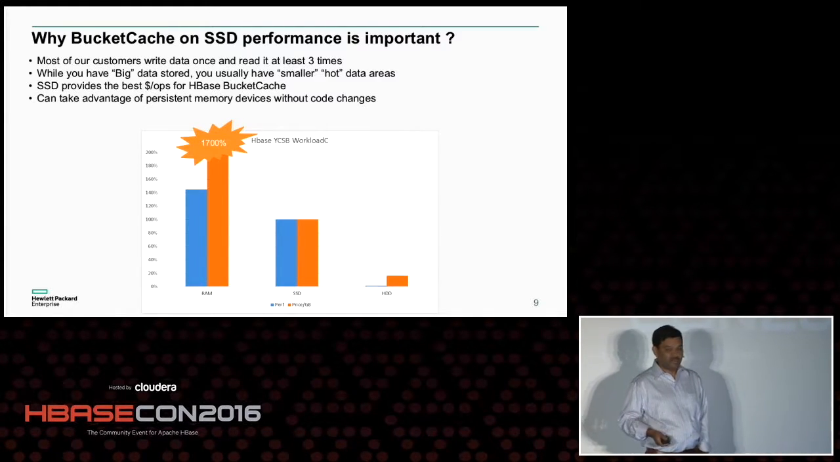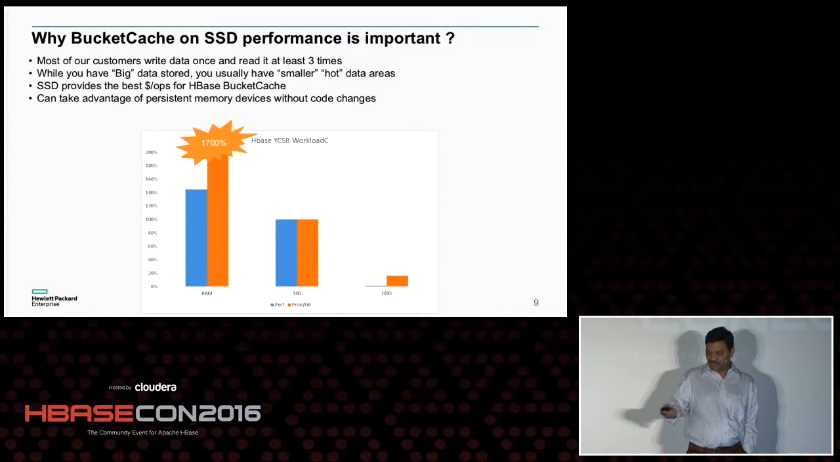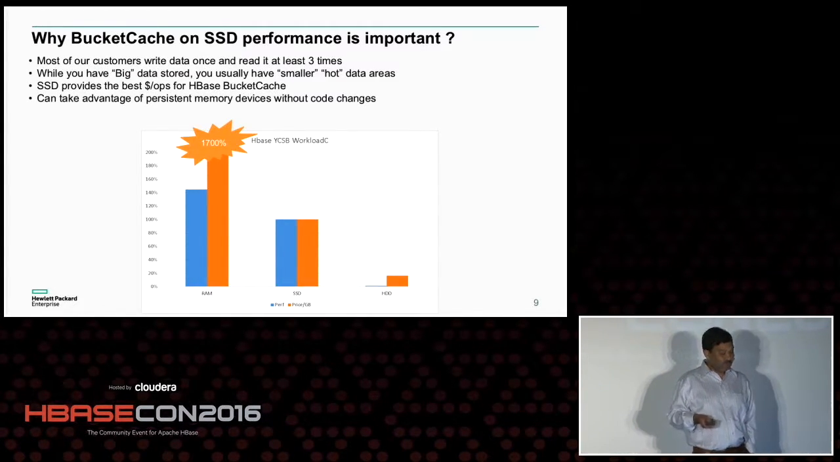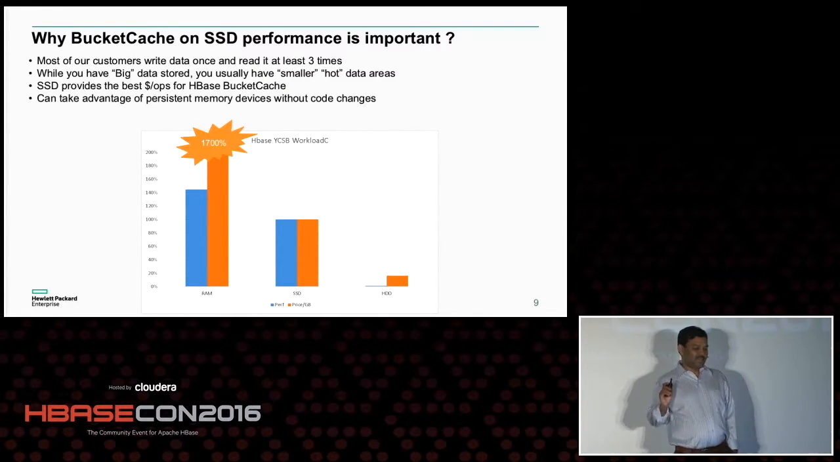And that's where bucket cache becomes very important. Obviously you could use multiple things for bucket cache. As Michael said, you could use RAM, you could use SSD, and you could use disk. If you have a lot of money, probably RAM is good. But what we found is the SSD provides the best ops per dollar, essentially.